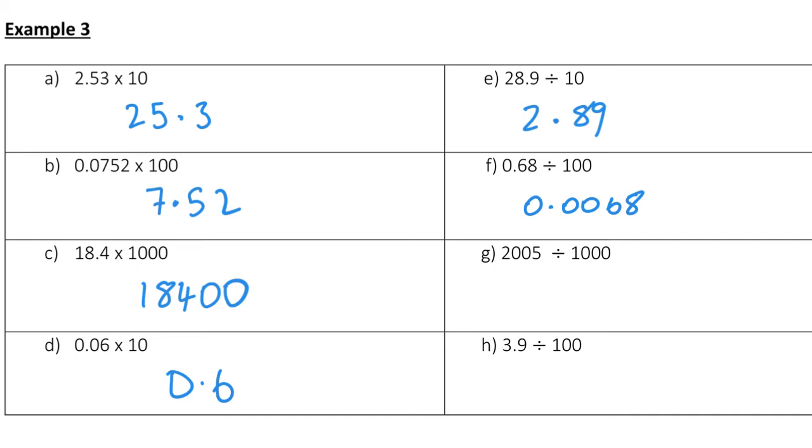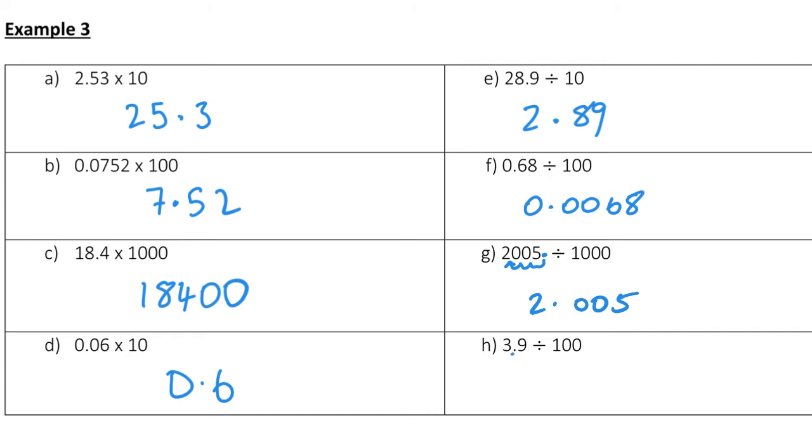2005 divided by 1,000, that's almost 2,000 divided by 1,000, which is 2. The decimal point currently is after the 5, and we're going to move it 3 times, once, twice, 3 times. So it's going to be 2.005. 3.9 divided by 100, move the decimal place twice.